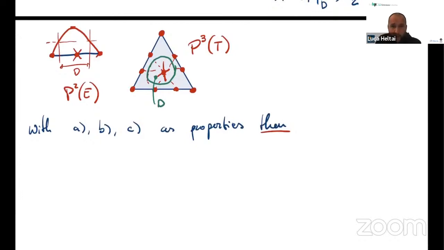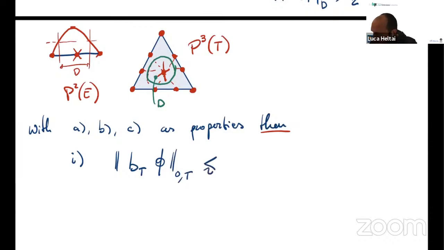Then what we have is that property number 1 is satisfied, and property number 1 is that if you take the norm of B_T times phi, the L2 norm on T, this is controlled by the L2 norm of phi alone. So there exists a constant such that this is satisfied. And moreover, if you take B_T to the power 1/2, you can also control this from above.